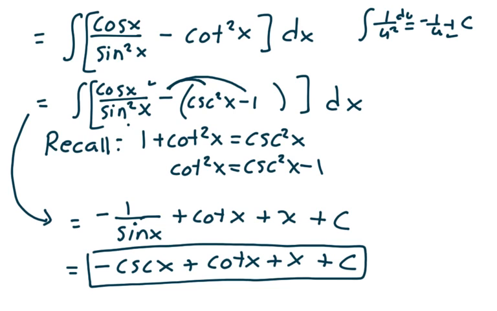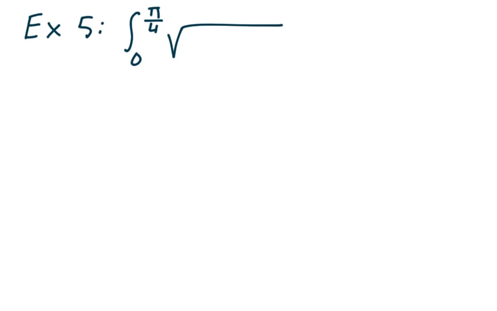Let's take a look at one more for this video. Example 5. This one's pretty good. If we have the integral from 0 to pi over 4 of square root of 1 minus cosine 4x dx. So this is a really good question.